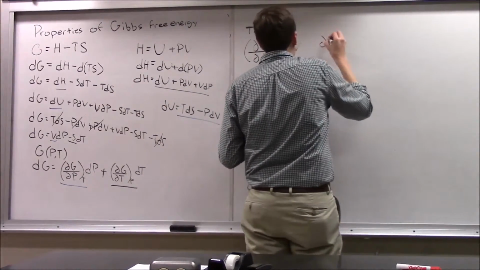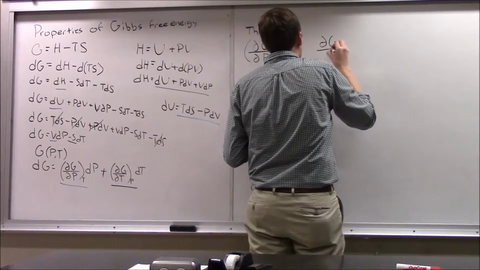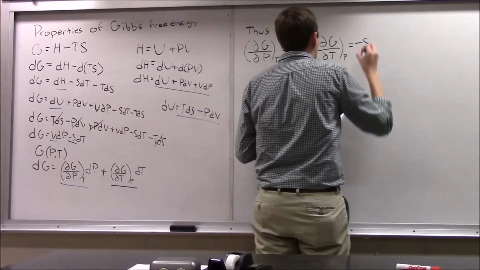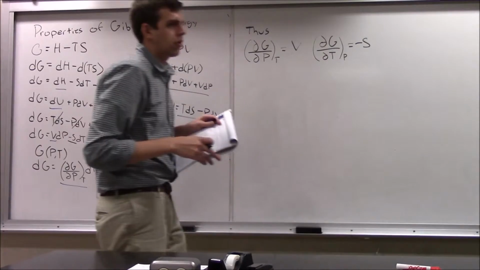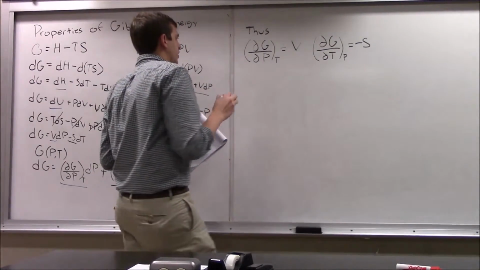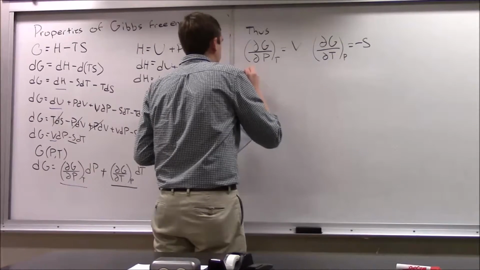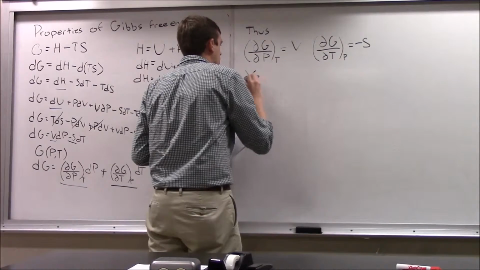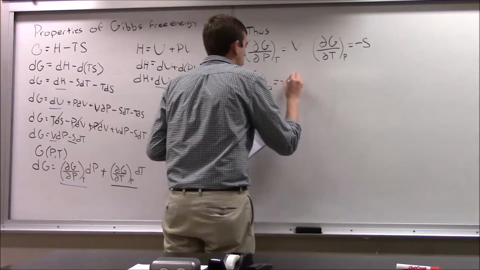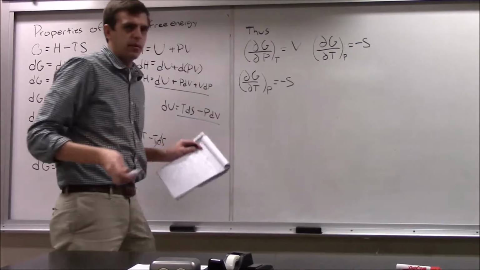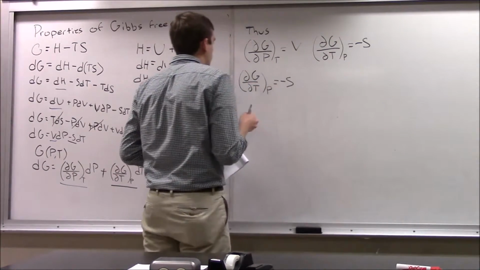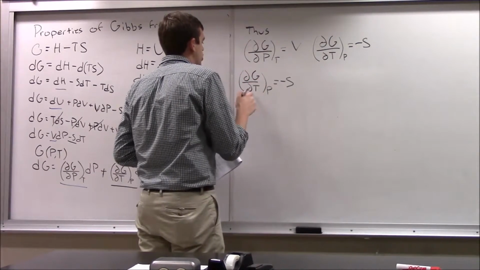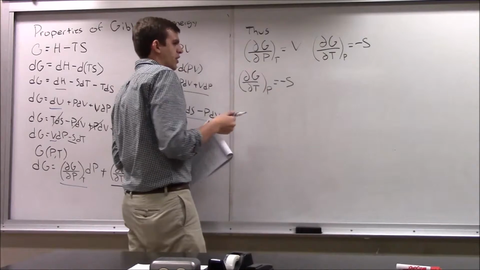And my partial derivative in terms of my temperature at constant pressure is equal to negative entropy. So qualitatively, what does this mean? I'm actually going to start with this second one here. Fundamentally, we know this partial derivative is saying how does Gibbs free energy change with changes in temperature? It gives us an idea of the slope, right?